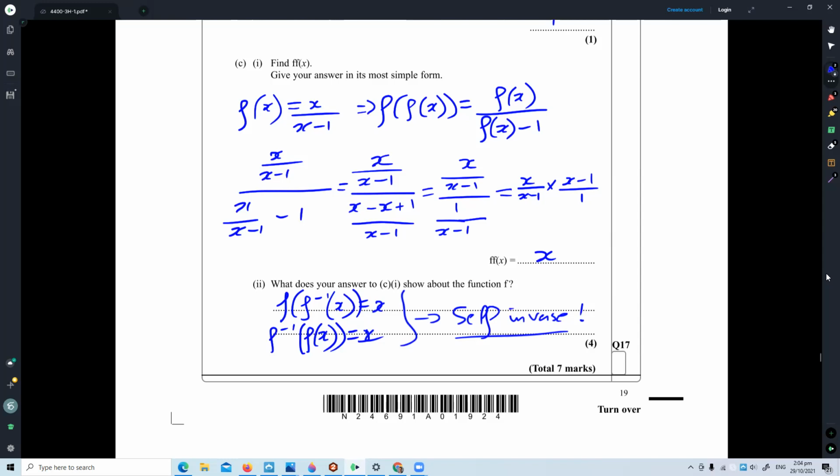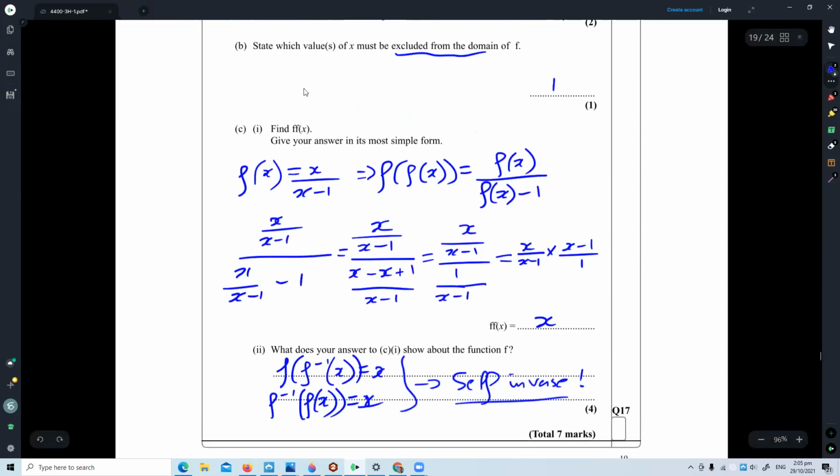I could graph this on Desmos to see what that means. Essentially, it means that both the graphs of the original and the inverse functions are symmetrical about the line y equals x. So y equals x is the axis of symmetry between the inverse and the original. I suggest that you do a little bit of work on inverse functions here to understand exactly what this means here.